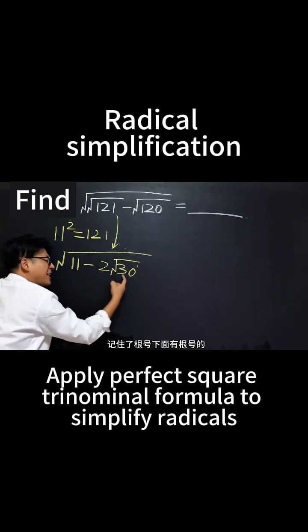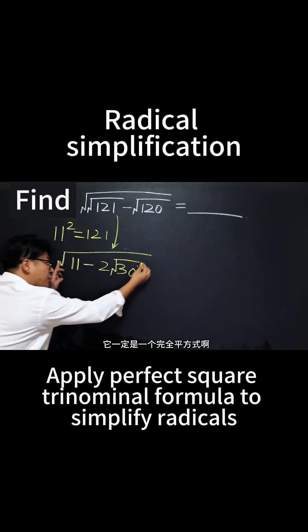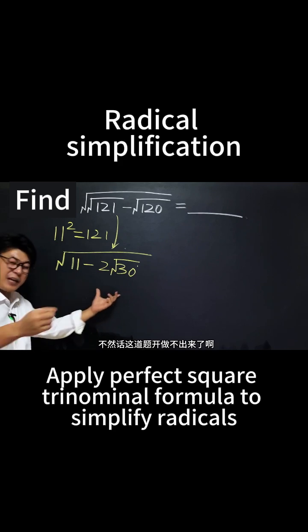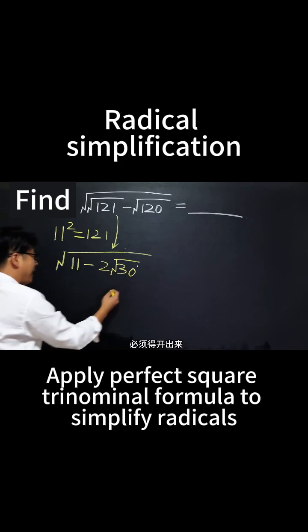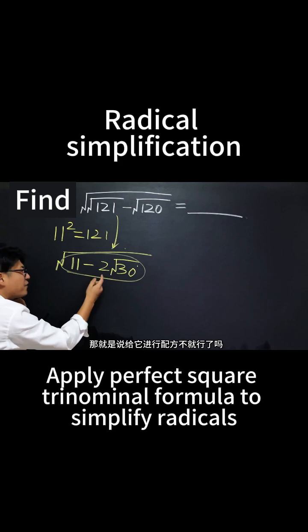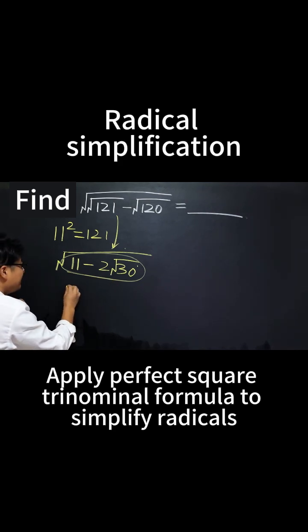Remember, if there's a square root inside another square root, it must be a perfect square. Otherwise, you can't solve the problem. You have to be able to take the square root. So you need to complete the square for it, right? How do you complete the square? How do you do it?